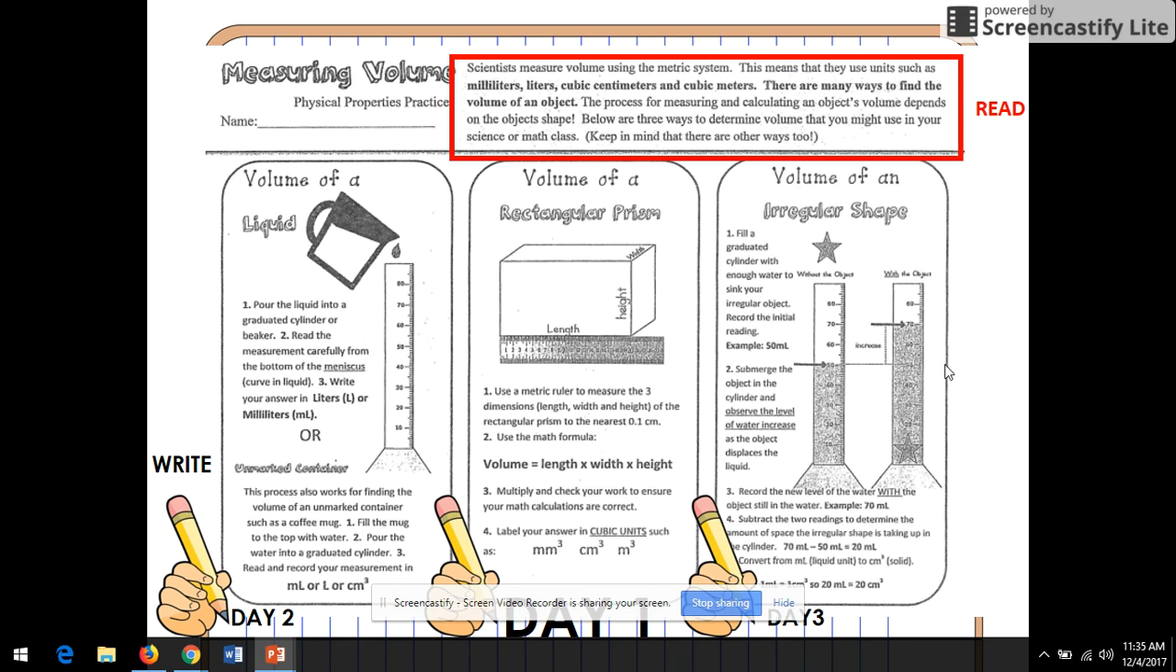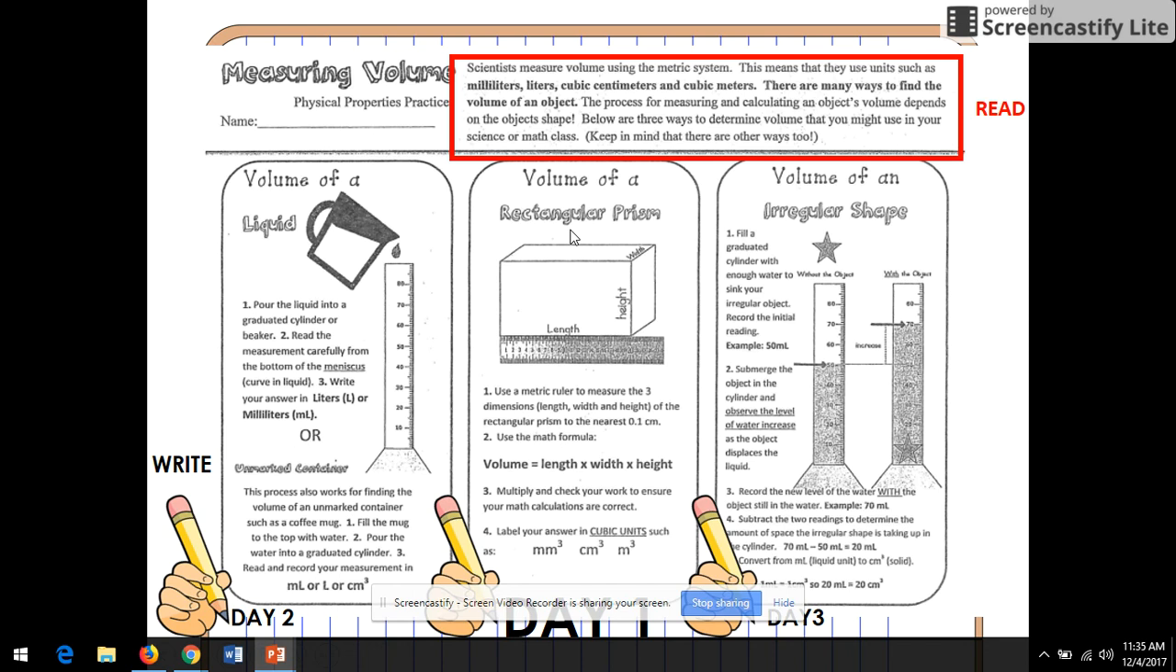Below each section of the chart, please label which day we will cover these items. In the center, at the bottom of the chart, write day 1, because the first type of volume we're doing ends up in the center of your notes. That's volume of a rectangular prism. Day 2 will be volume of a liquid. So at the bottom of that column, please write day 2. And then way over to the right-hand side, please write day 3 under the column that says volume of an irregular shape.